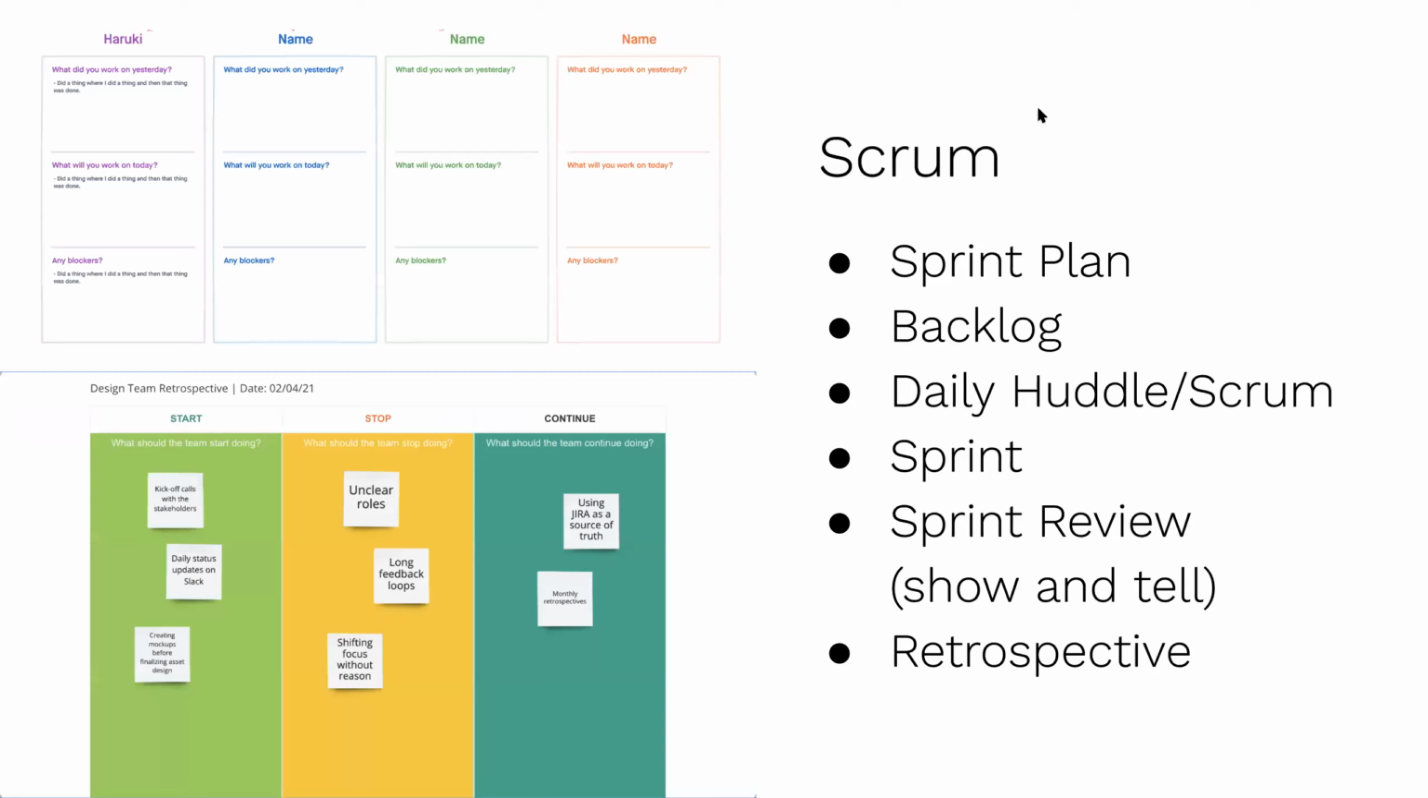The other common framework is called Scrum. Projects that are done with Scrum have some very specific kinds of deliverables or moments in the process that exist, and they're pretty consistent. Scrum is a little more rigid of a structure than Kanban.